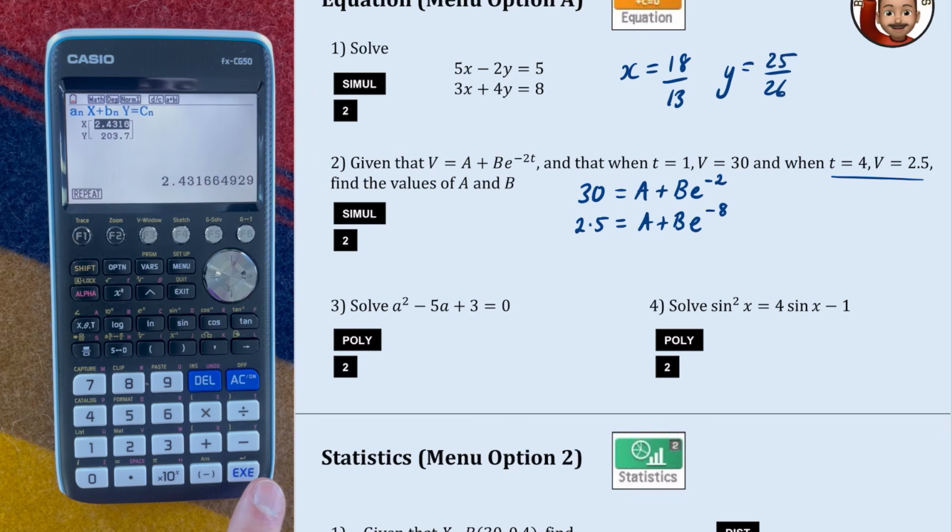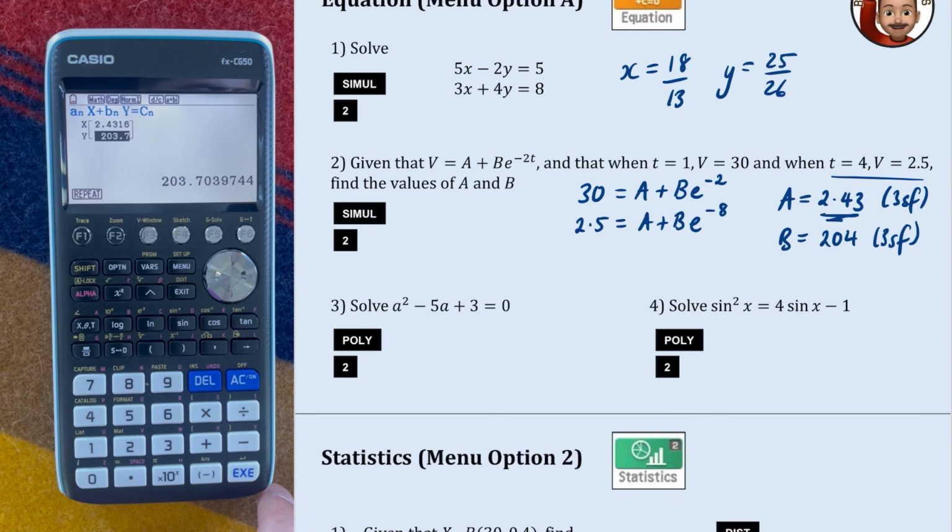So this tells me that my value of a is going to be 2.43, and that's to 3 significant figures. And then it's going to tell me that my value of b is going to be 204 to 3 significant figures. And this is perfectly acceptable to do. Anytime you have simultaneous equations like this, this is exactly what the examiners would be expecting.